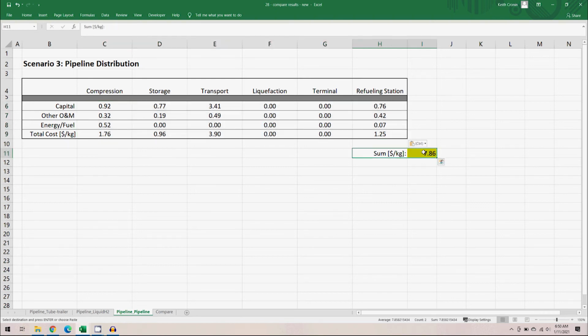The total cost for the pipeline distribution scenario is $7.86 per kilogram of delivered hydrogen, which is quite close to the total cost for liquid H2 distribution, and again about a third higher than the cost for tube trailer distribution.